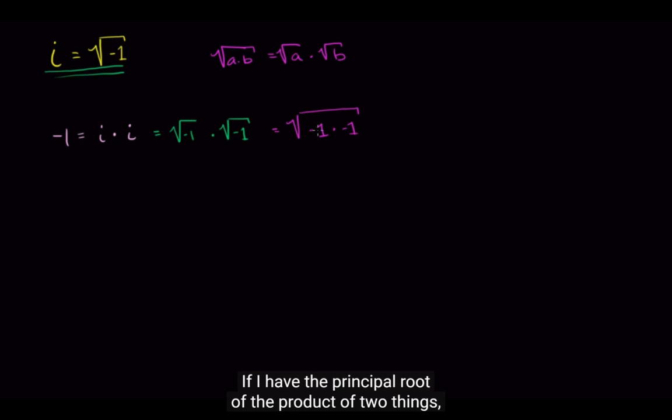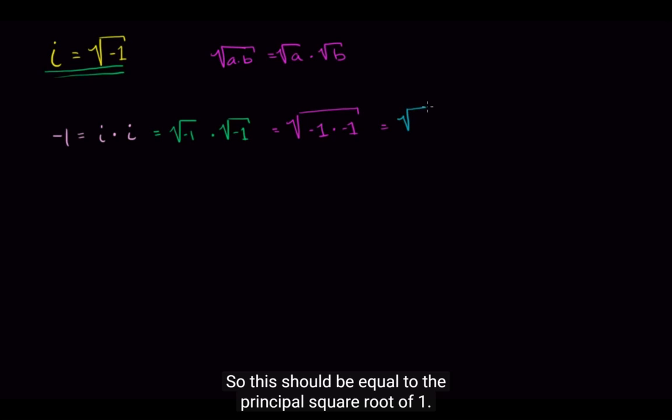If I have the principal root of the product of two things, that's the same thing as the product of each of their principal roots. I'm doing this in the other order here. Here I had the principal root of the product, over here I have this on the right. And then from that, we all know that negative 1 times negative 1 is 1. So this should be equal to the principal square root of 1.